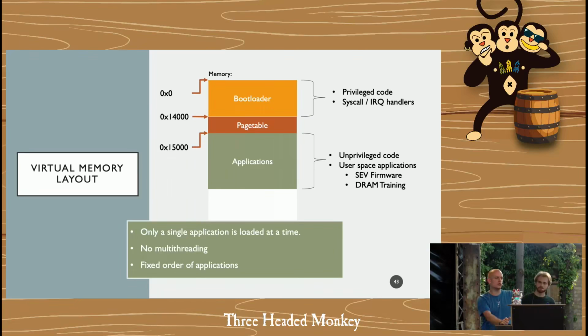So the user space applications, there are many of them. For example, if you're familiar with the secure encrypted virtualization technology, this technology uses a firmware, and this firmware is a user space application on the PSP. Also, we have applications which train DRAM, for example. On a modern x86 system, if you have DDR4 memory, it has to be trained. So you have to measure the timings of the specific DRAM chips which you are using. And the application that does that is a user space application on the PSP.